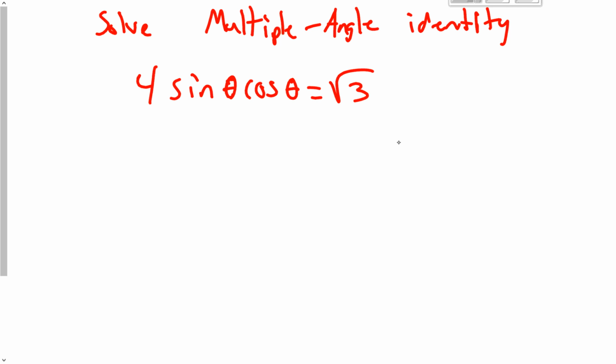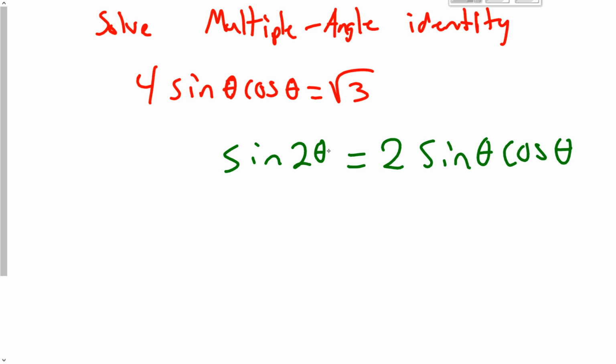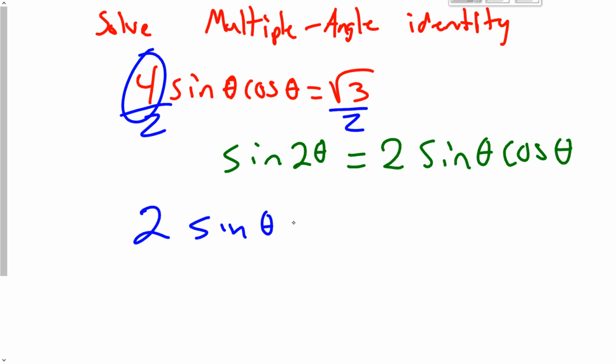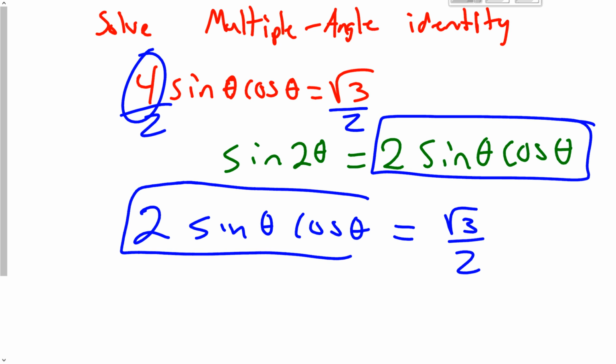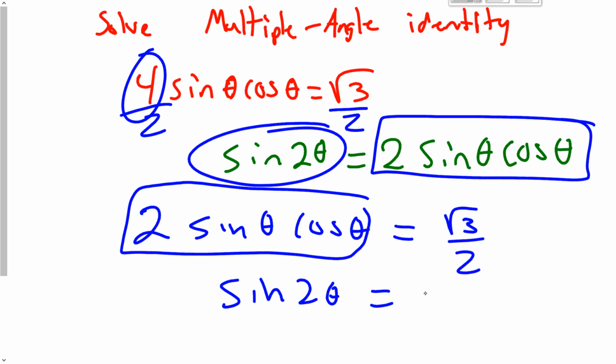But what this kind of looks like is, I know that 2 times sine of theta times cosine of theta is equal to the double angle of sine, sine of 2 times an angle. So that is true, but this is a 4 here, so how could I switch that to a 2? Well, if I divide both sides by 2, then I would get 2 times sine theta cosine theta equals √3 over 2. Now I can substitute this for sine of 2 theta. So sine of 2 theta equals √3 over 2.